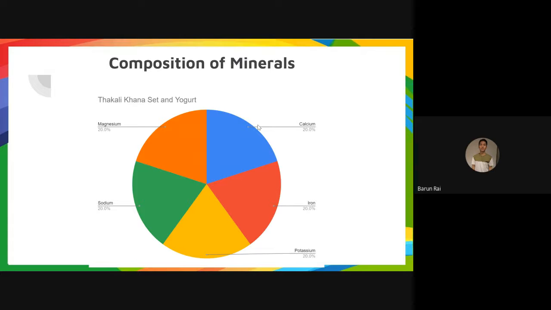And the composition of minerals of thakali khana set and yogurt is all equal, which is 20% of magnesium, 20% of sodium, 20% of iron, calcium by 20%, and potassium by 20%.